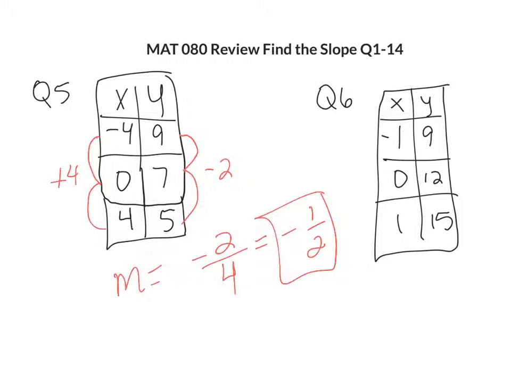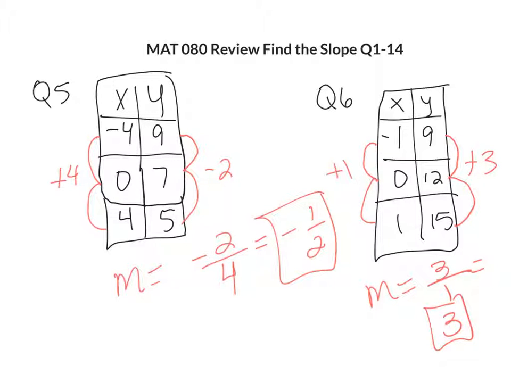For question 6, how can I go from 9 to 12? And then 12 to 15, we're adding 3 each time. For the x's, you're going from -1 to 0, and then 0 to 1, you're adding 1 each time. Your slope is the change of y over the change of x, so that's 3 over 1, which just simplifies to 3.